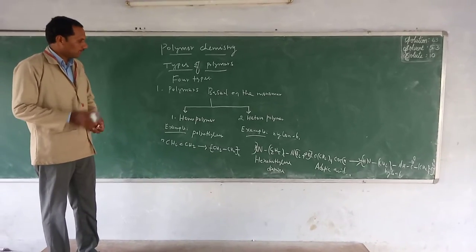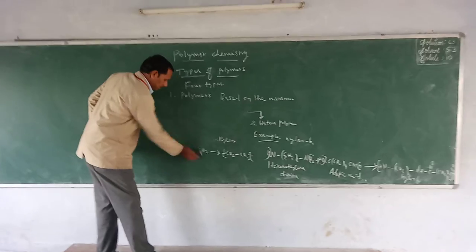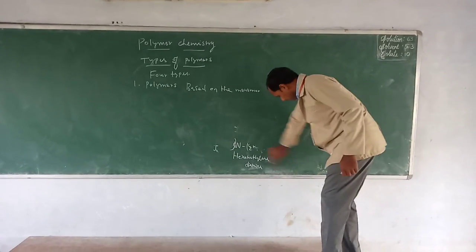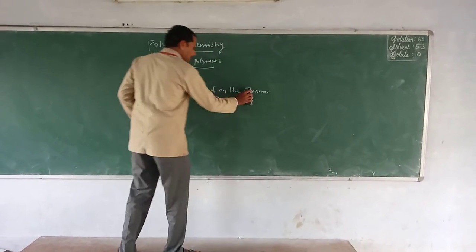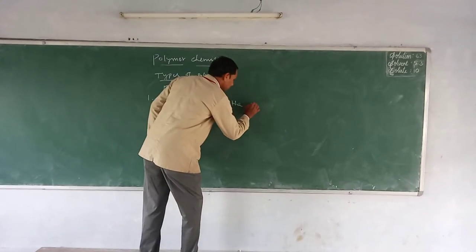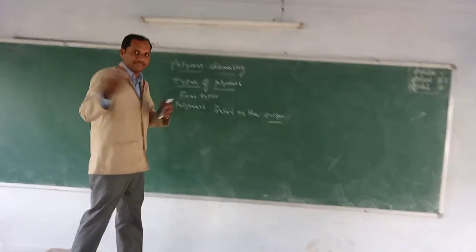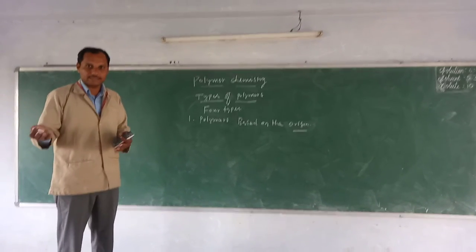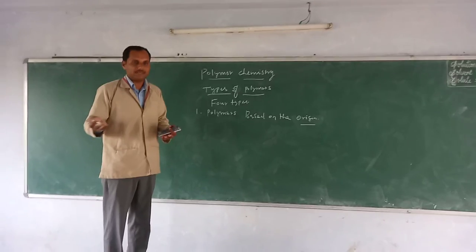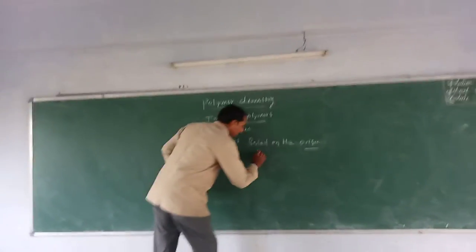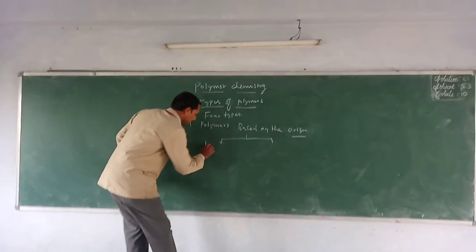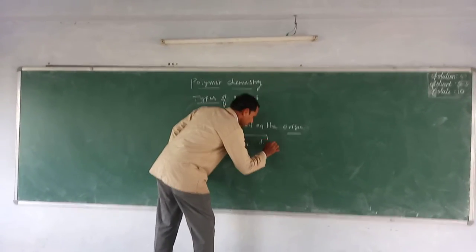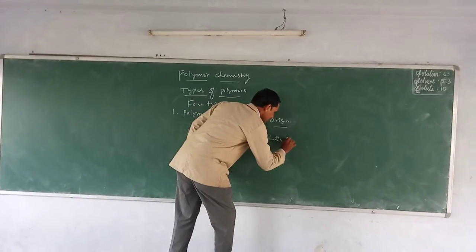So let's discuss polymers based on the origin. Polymer classification based on the origin. Origin is where the polymer is coming from. When the polymer is coming from nature, then we can say it's a natural polymer. When the polymer is coming from a synthetic lab or man-made laboratory, then we can say it's a synthetic polymer. So based on the origin, polymers are further classified into two types. One is a natural polymer. Another one is a synthetic polymer.